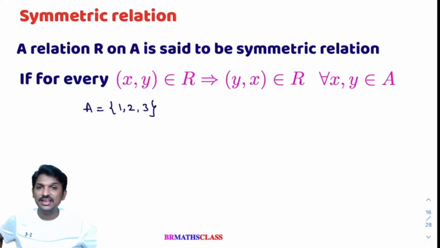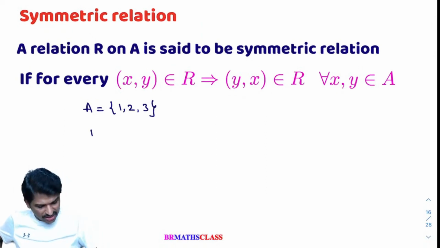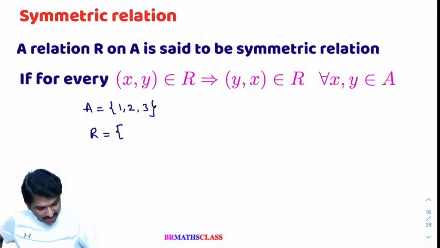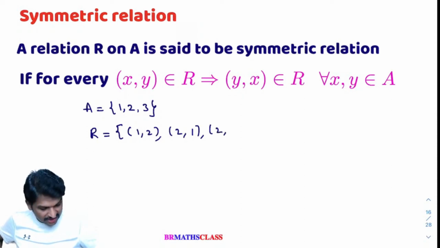A cross A contains 9 elements. I just want to write one relation on A. One relation on set A. Now, what type of relation do I need to take here? I'll take (1, 2), (2, 1), and (2, 3) as some examples.